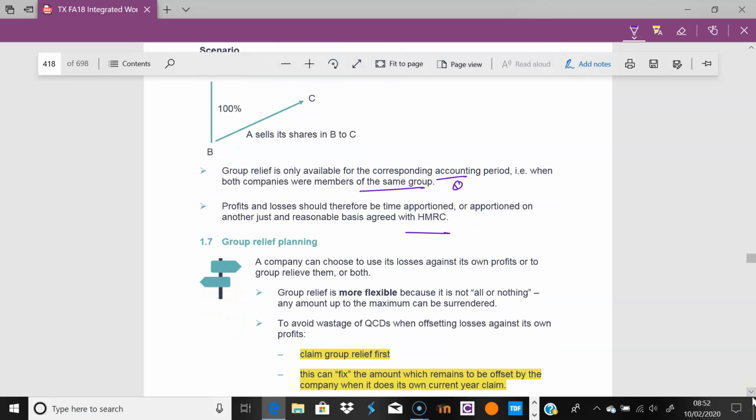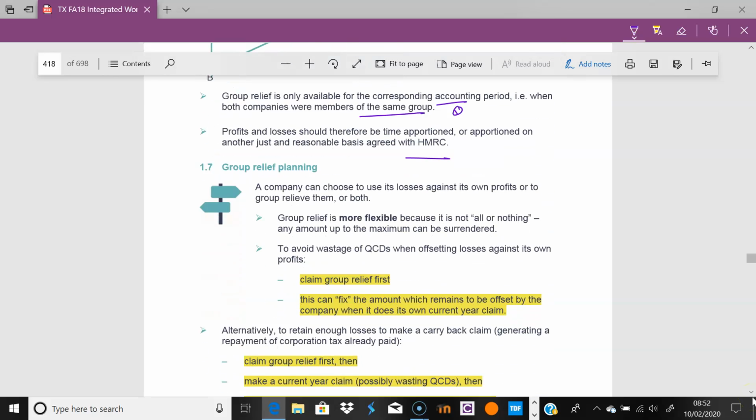Again, I highlight this idea of surrendering losses. The people with losses have the power. In effect, they can decide how they use those losses, so they can really be creative with them. We're just going to look at it from the point of view of the parent. I'm going to pretend the parent is the one who's always needing the losses, and the subsidiary has made the losses, because it just helps me speak faster.